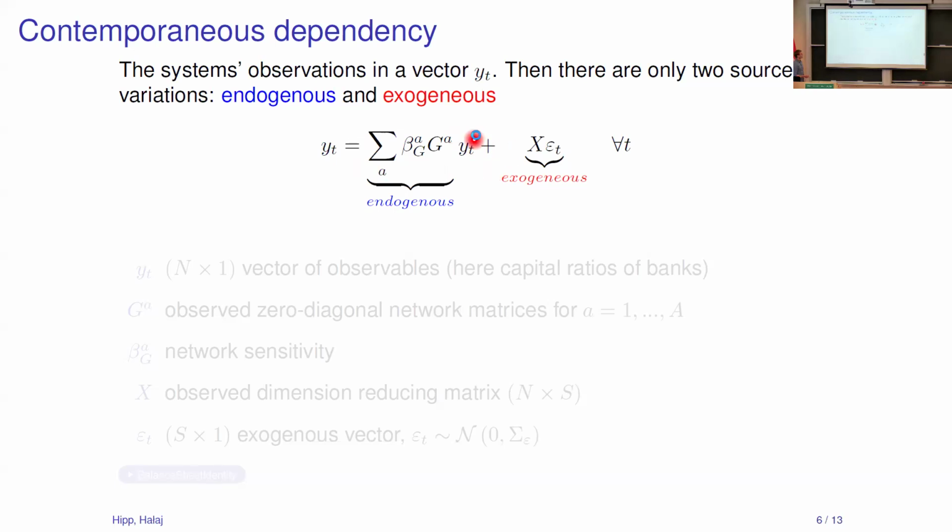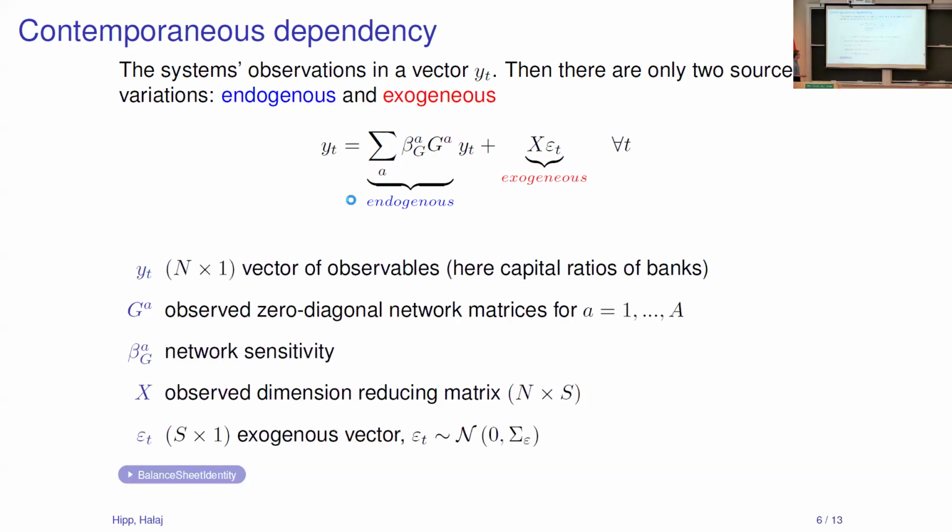Well, this is a vector, and this one is our network matrix, and this one is our sensitivity. If we look at how we define it, this is the number of banks, M, that includes the vector of observables. We will use a proxy for their financial health by using the capital ratio of the banks. We have the observed zero-diagonal network matrices, some type of adjacency matrices, that I then put in here. And for each of these asset layers, we will have one sensitivity parameter.